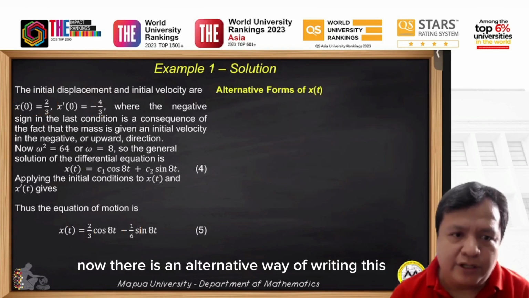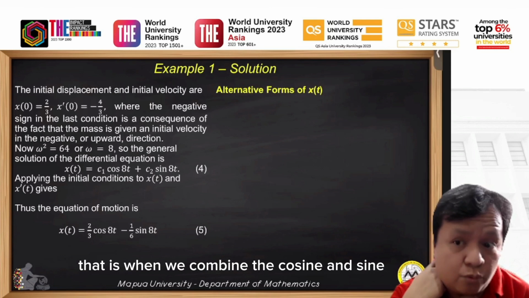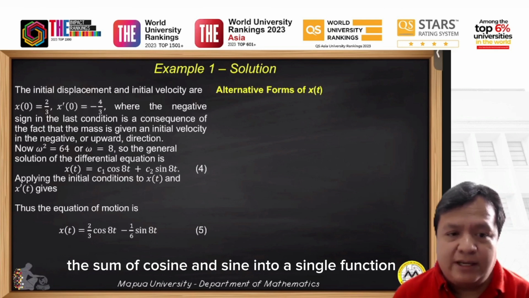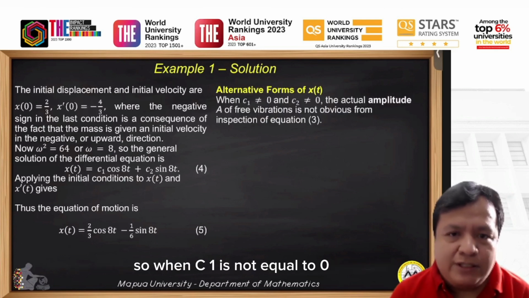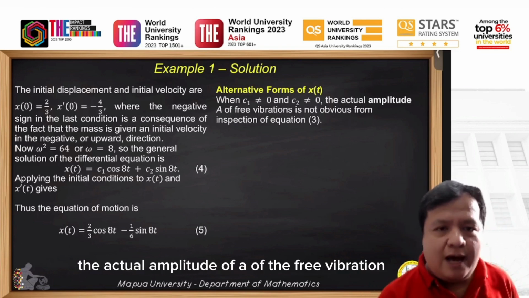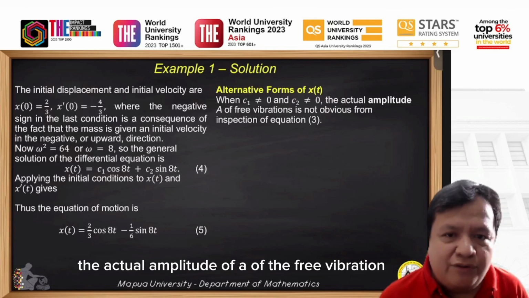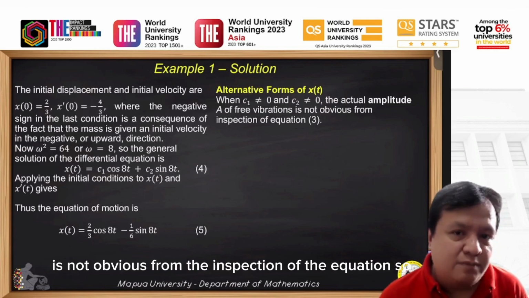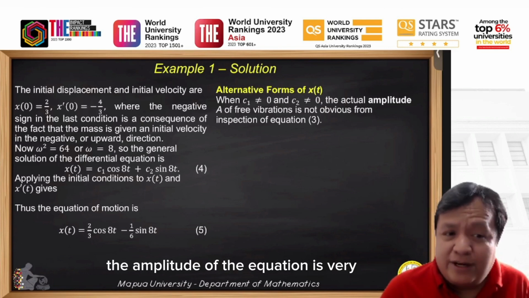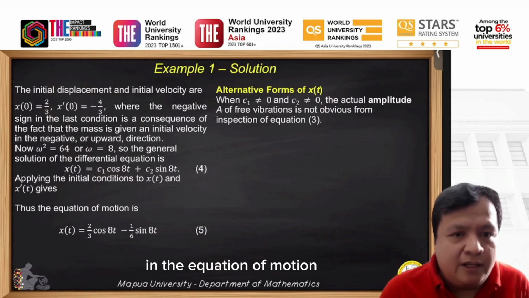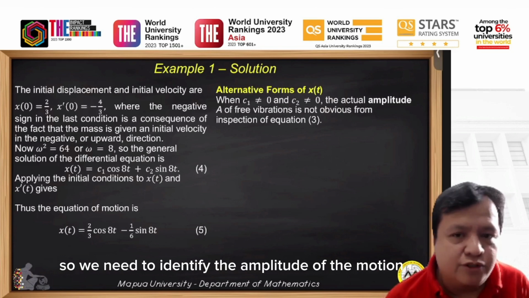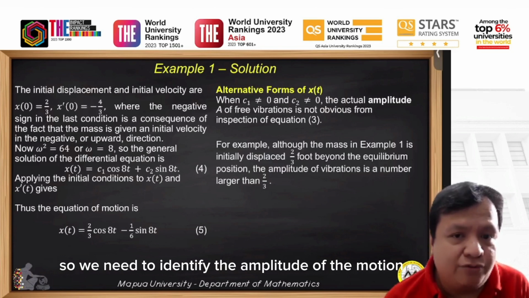Now, there is an alternative way of writing this, that is, when we combine the sum of cosine and sine into a single function. When c1 is not equal to 0 or c2 is not equal to 0, the actual amplitude A of the free vibration is not obvious from inspection of the equation. The amplitude is very significant in the equation of motion. This is the extent to which the object moves, so we need to identify the amplitude of the motion.